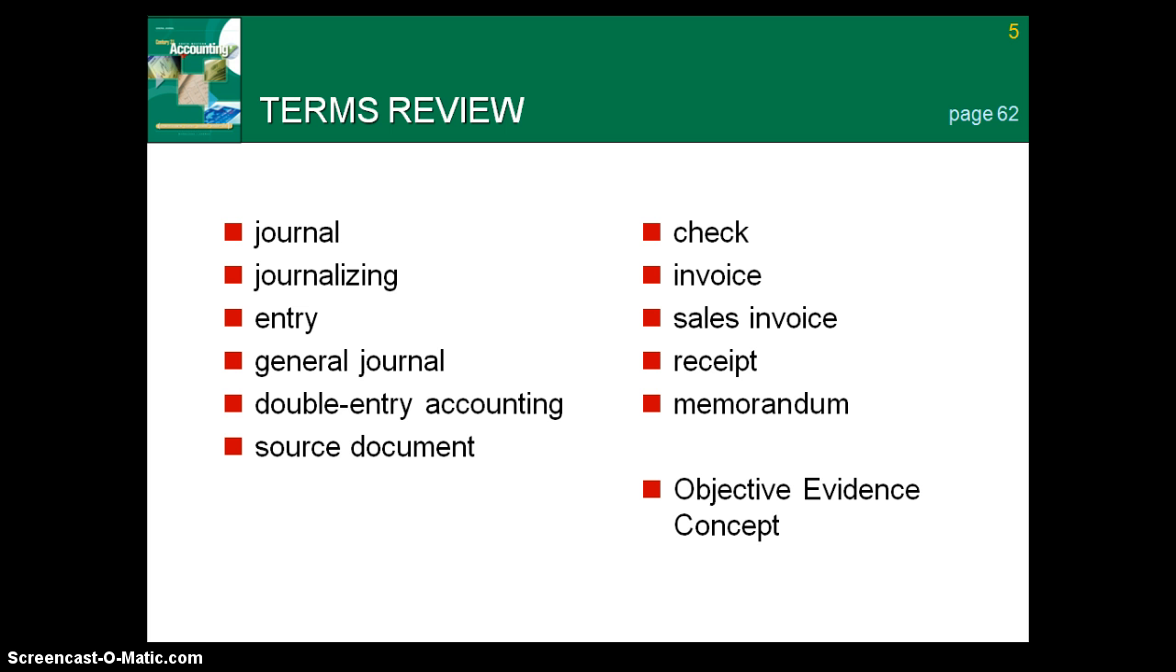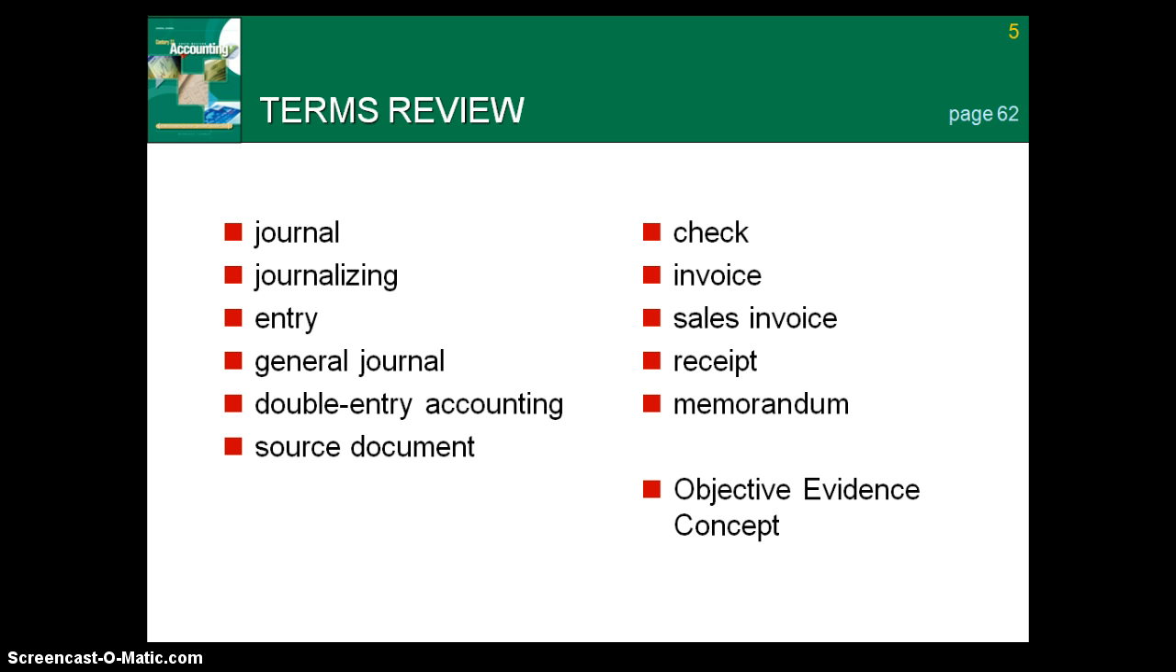A check, you guys all know what a check is. You've seen one before. This just tells the bank that the business wants them to pay somebody else, and it is a form of a source document. An invoice, it's a form that describes the goods or services that were sold, how many, and the price. The sales invoice, which is a little more specific, is used as a source document, and that's for those sales on account. A receipt, you guys have all seen that. It's a form that a business gives to a person when the business receives cash.